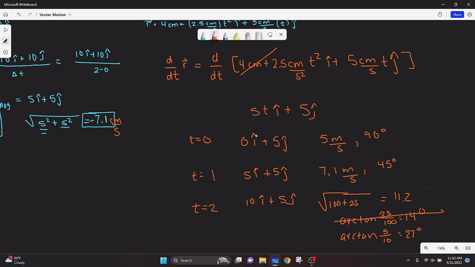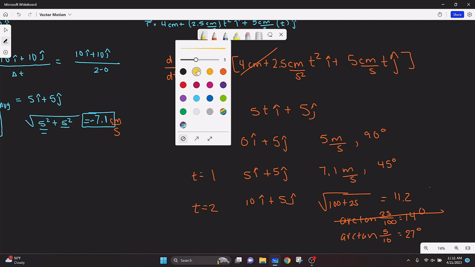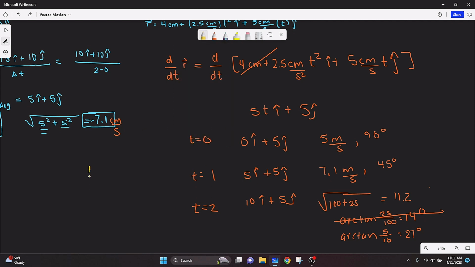And then the final part of this: sketch the dot's trajectory from t equals 0 to t equals 2 seconds and show the velocities calculated in part B. So we could just draw a graph of what we found here. Let's do it in yellow. So our xy.